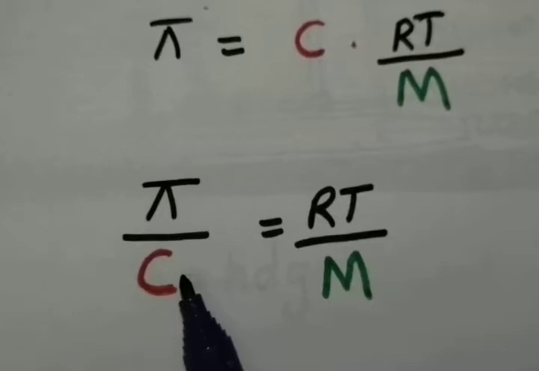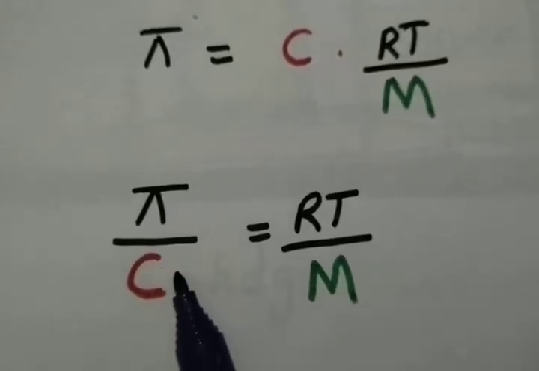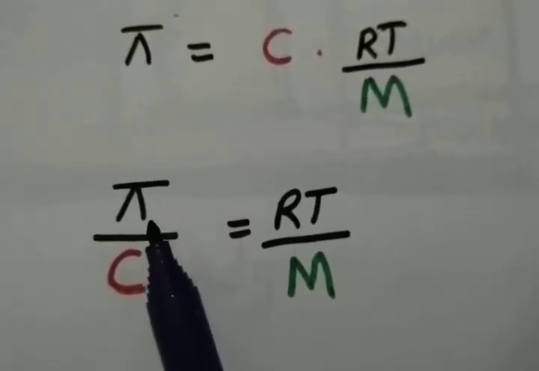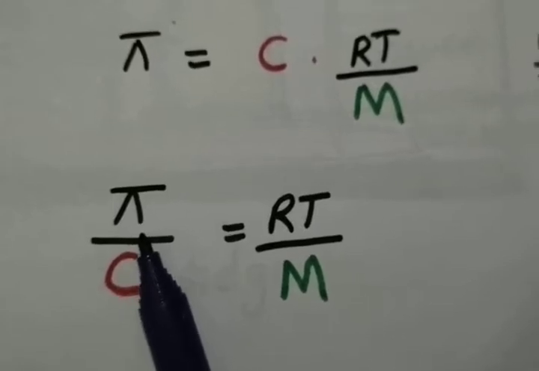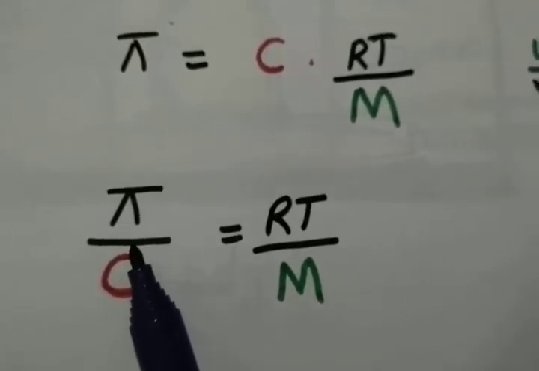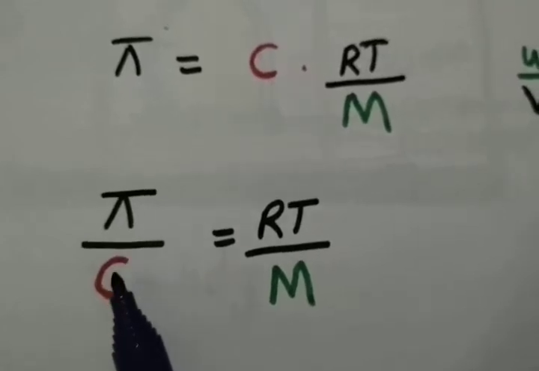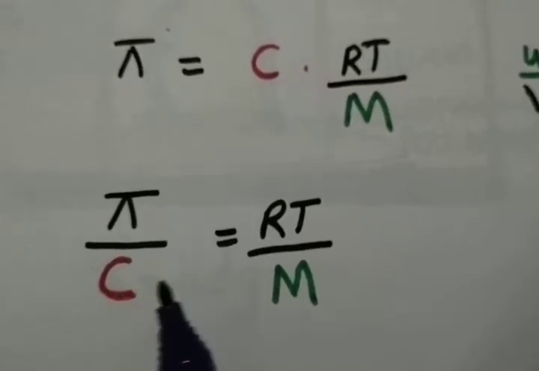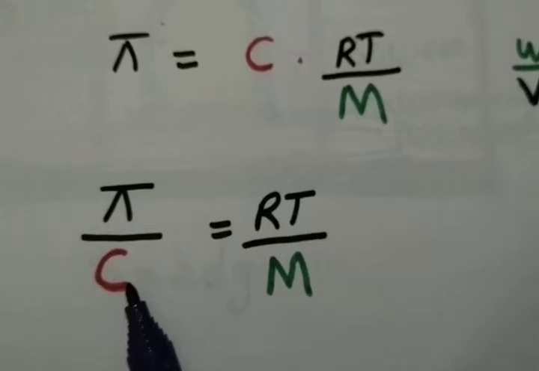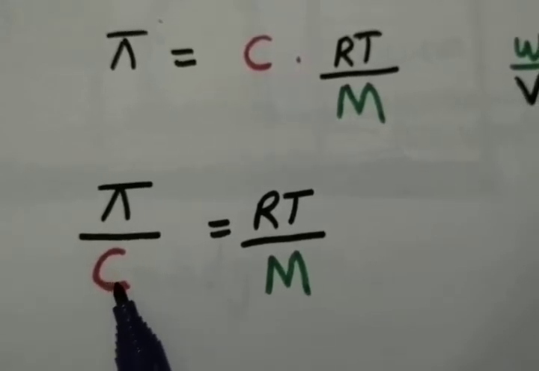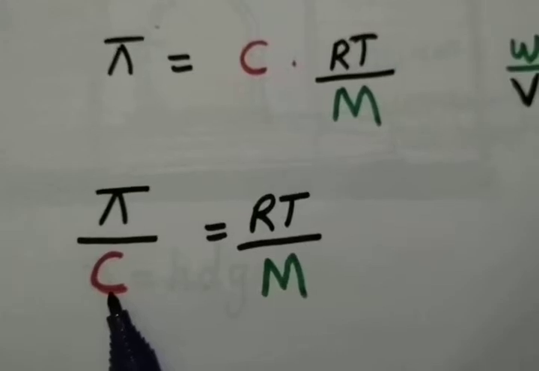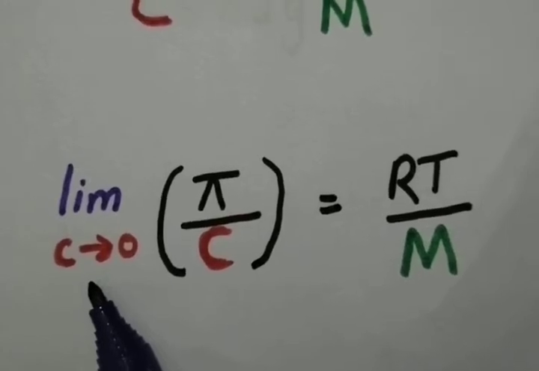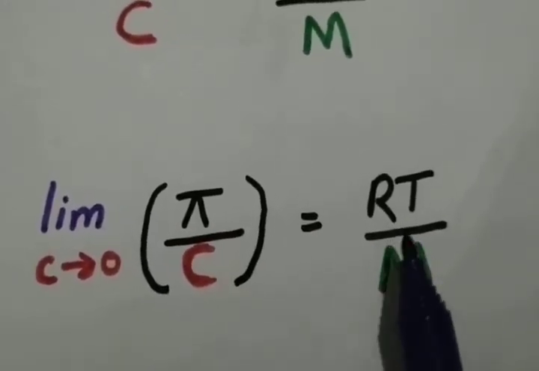The polymeric solution in an osmometer will determine the osmotic pressure of the solution. A series of measurements is repeated for various concentrations. So we can plot pi by c against concentration to get a nearly linear plot, which is extrapolated to c is equal to 0 to get the limiting value of pi by c at concentration c tends to 0, which is equal to RT by M.